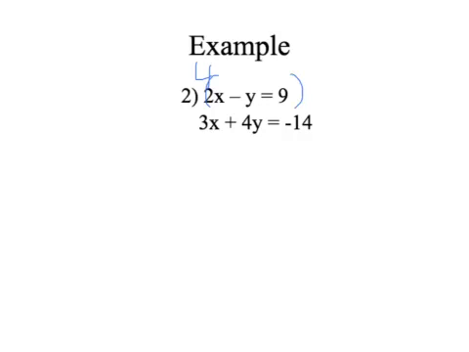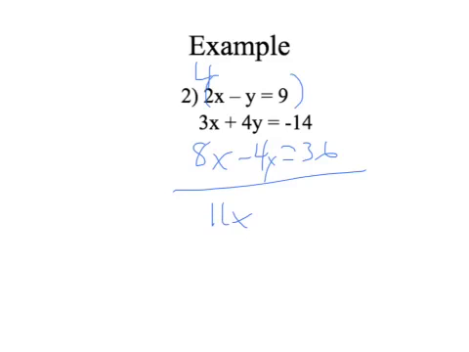So I do 4 times 2x is 8x, 4 times negative y is negative 4y, and 4 times 9 is 36. And I want to add those two equations together now. 3x plus 8x is 11x. Negative, or 4y minus 4y cancels out. And negative 14 plus 36 is 22. Now divide both sides by 11. Gives me x is equal to 2.